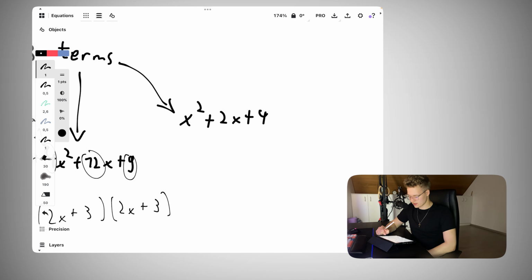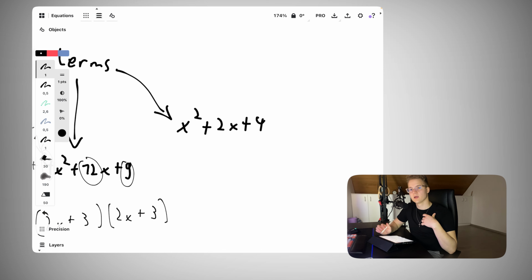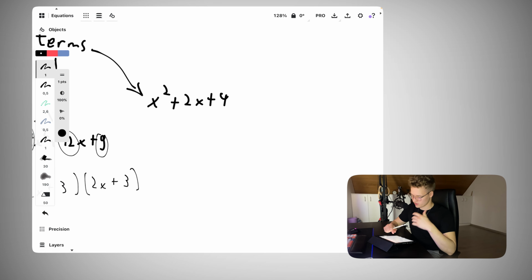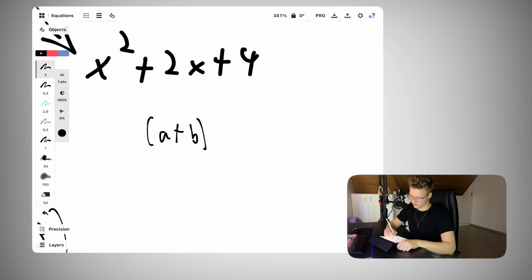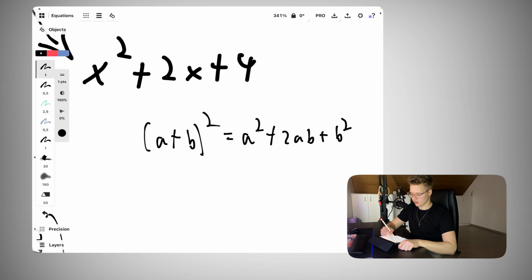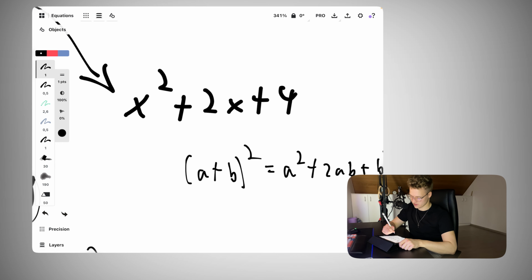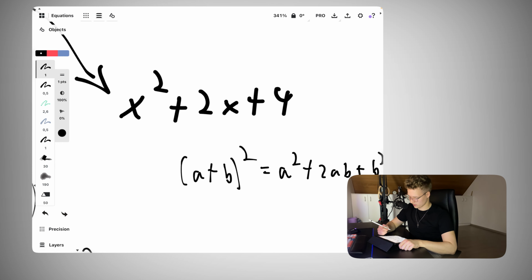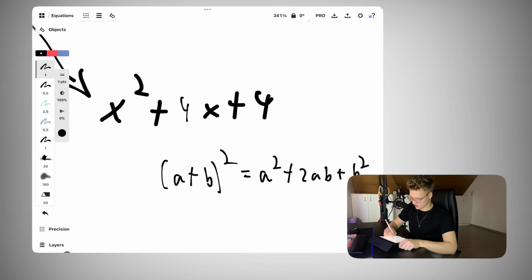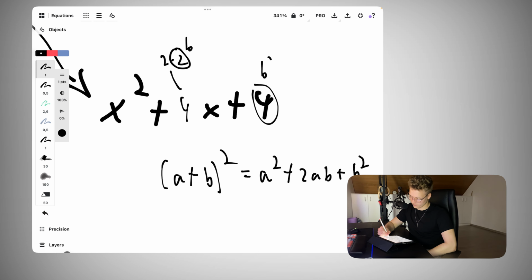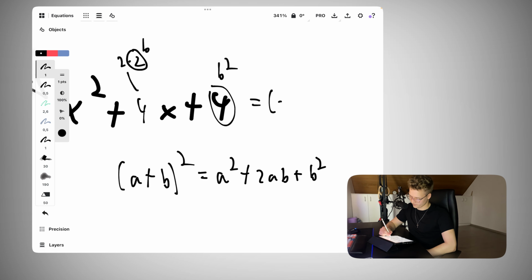Now, the last case that we have is just the simple formula that we also know. So a plus b to the power of 2, which equals a squared plus 2ab plus b squared. And in our case, here we have a as x, and actually here should be 4. So that's 2 times 2. This is our b, and here we have b squared. So we have a plus b squared, or in our case, x plus 2 squared.